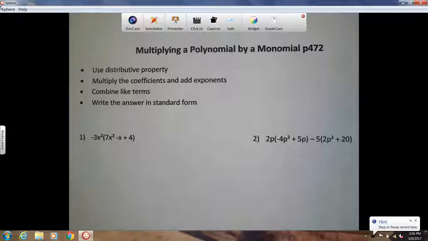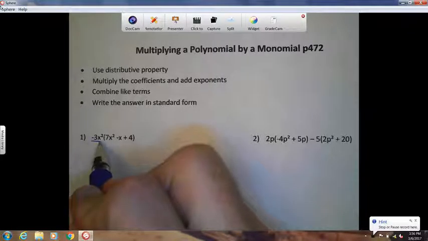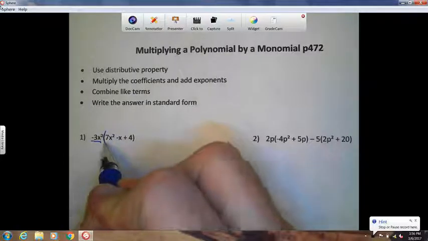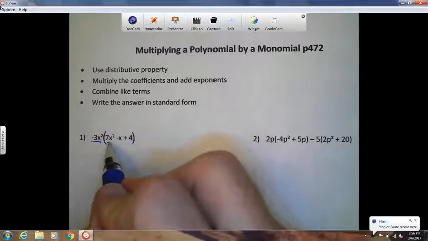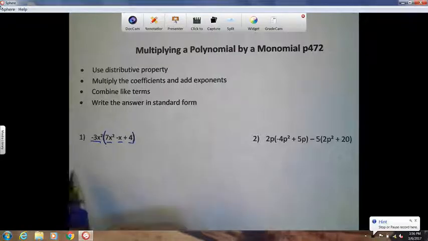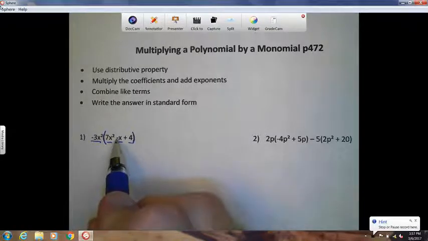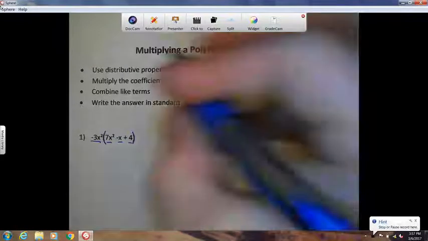Okay? So as I'm looking at this, this is a monomial. It's one term. Basically, a term is something that's not separated by an addition sign or subtraction sign. So here's one term multiplied by this polynomial. This is a polynomial. It has three terms, so that means it's a trinomial. And I know this because they're separated by subtraction signs or addition signs. So what I'm going to do to multiply this is I'm just going to do distributive property.